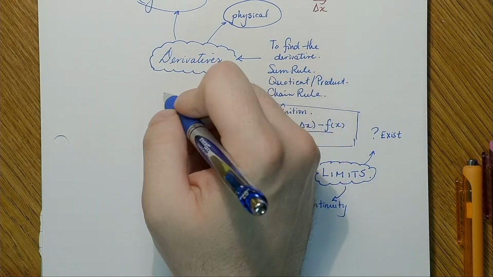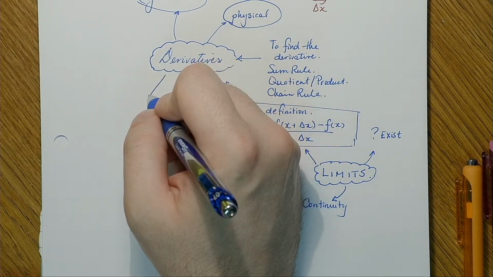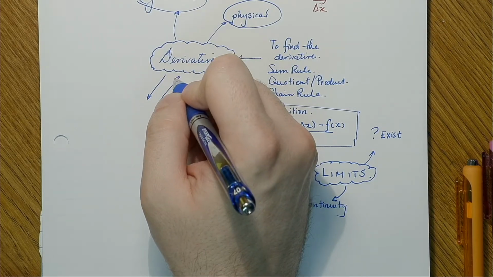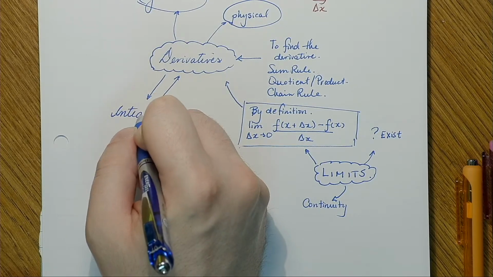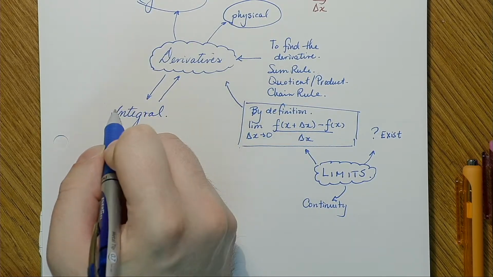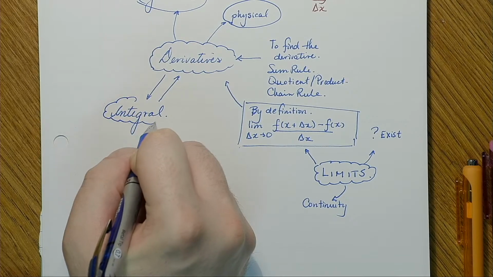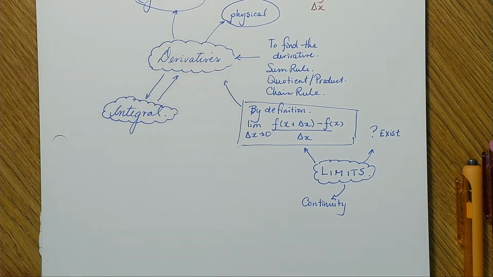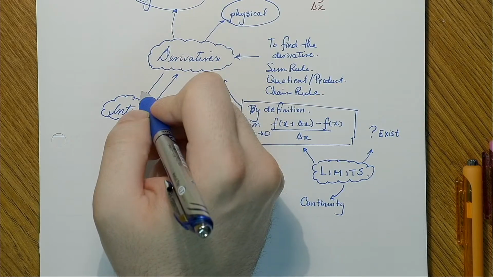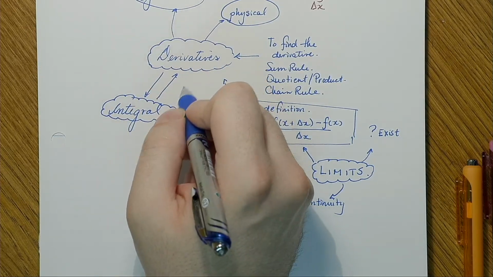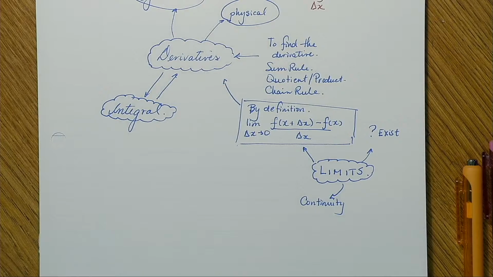Then the next one is the back and forth between the integral, and this is kind of like the undo function. So we're undoing the derivative, and this is differentiating so that we do get the derivative.